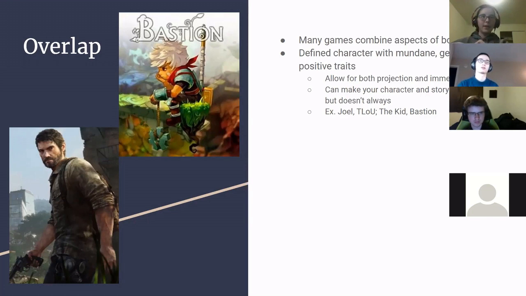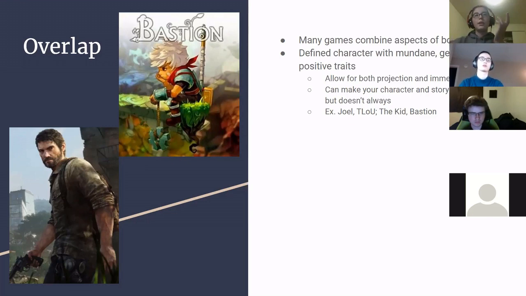But that doesn't always have to be the case. If you are conscious about how you write your characters, then you can end up with the best of both worlds. I picked two good examples. We've got Joel from The Last of Us, the typical grizzled, unwilling father figure who eventually sees the error of his ways and ends up taking on a child figure, and he's a very admirable character, so that's that projection, and they are still able to tell a story with him.